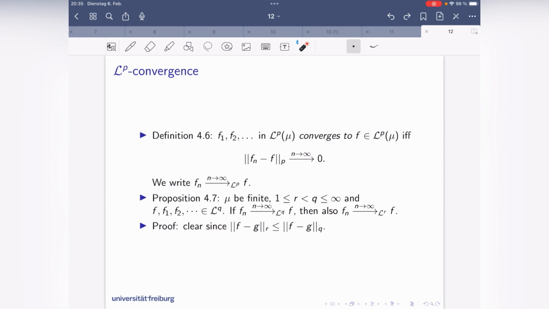A very simple consequence of our last result is: if I have convergence in LQ and Q is bigger than R and mu is finite, then I also have the LR convergence. And the proof is very simple. The R norm of the difference is smaller or equal than the Q norm of the difference. So if this goes to 0, this also has to go to 0 because all numbers are non-negative.